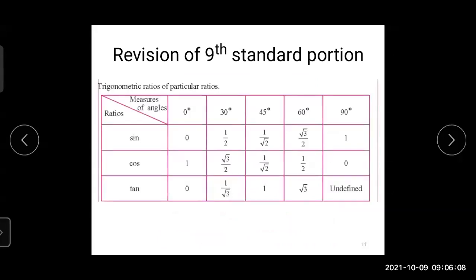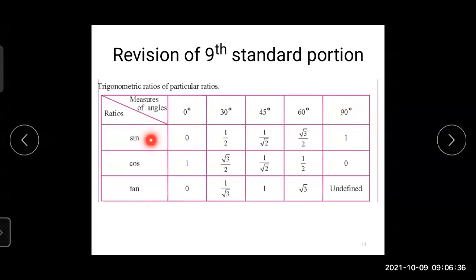These are some trigonometric ratios of particular angles. You might have seen this table in your textbooks. The measures of angles are given here: 0 degree, 30 degree, 45 degree, 60 degree, 90 degree. And here ratios are given: sine, cos, tan. This table was in the 9th standard textbook, you might have learned this. So it's just a revision.